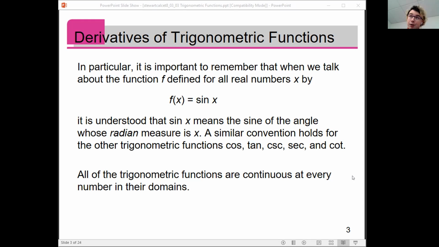When we convert to angle measure, or goodness, even grads, any French scientists in here? Grad measure for angles? No? Okay.